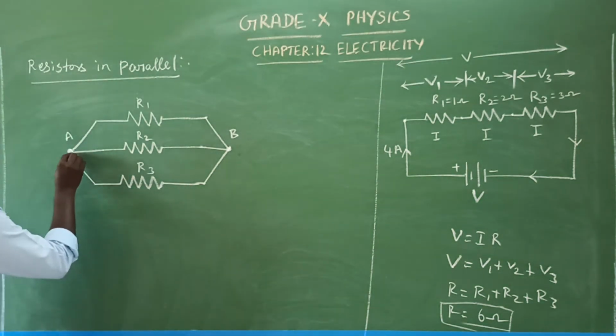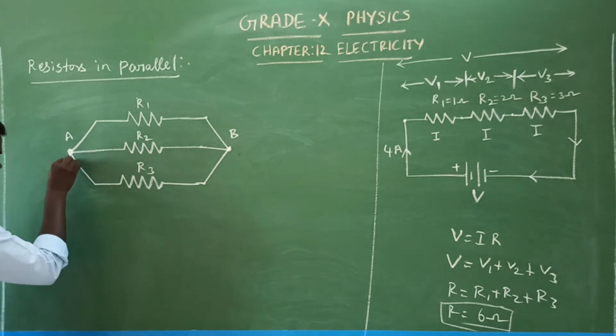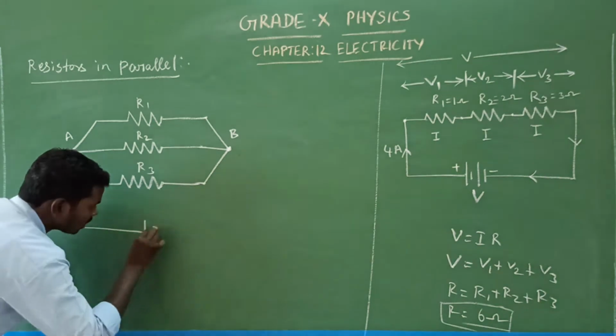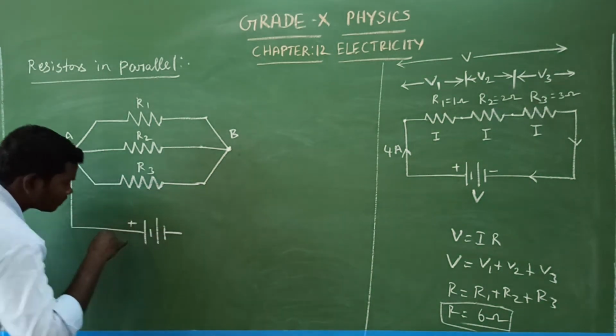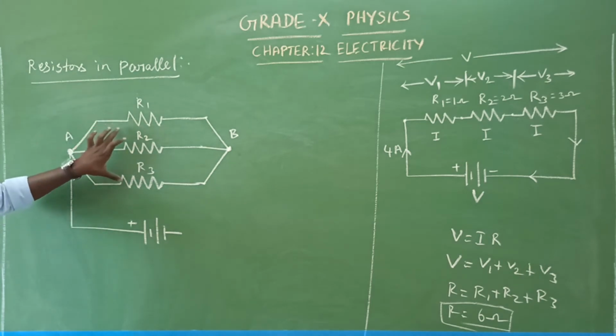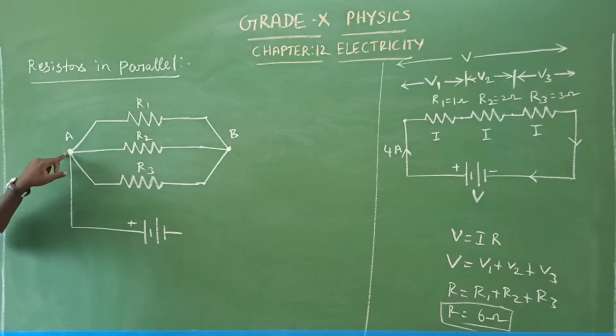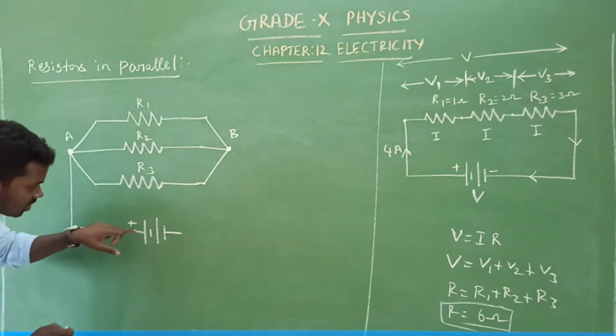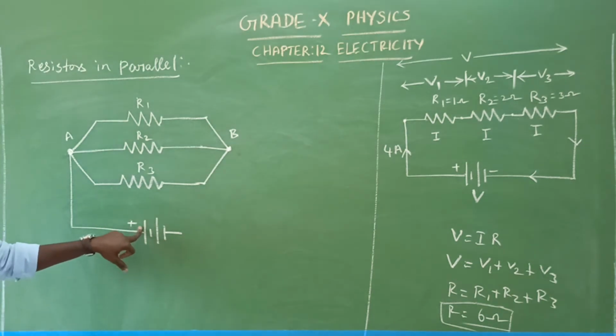Look here. The point A is connected to the positive terminal of the battery. All the resistors have one end connected to the point A, which means one end of all the resistors is connected to the positive terminal of the battery. Is it clear?